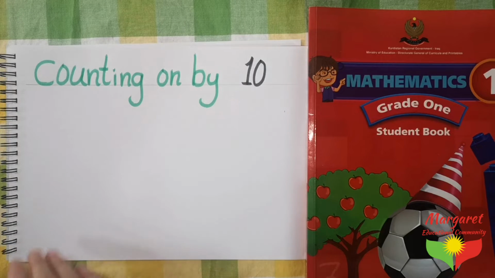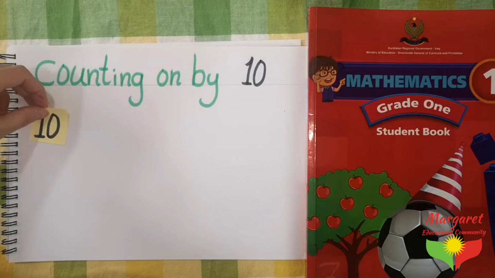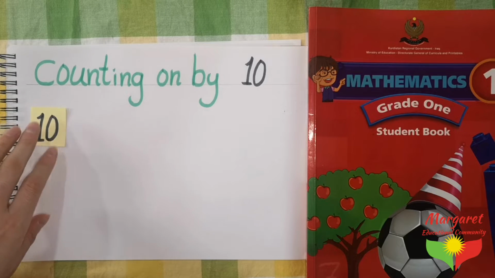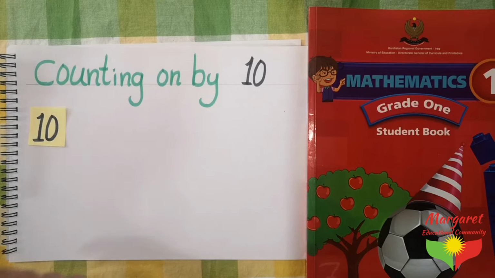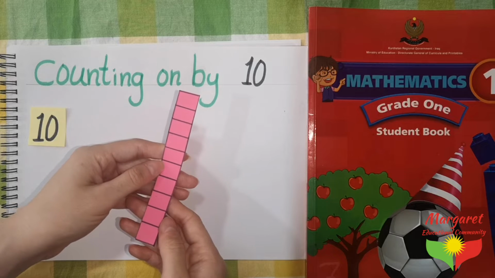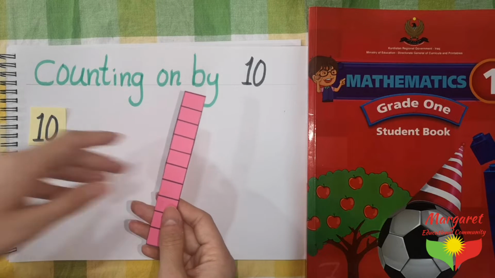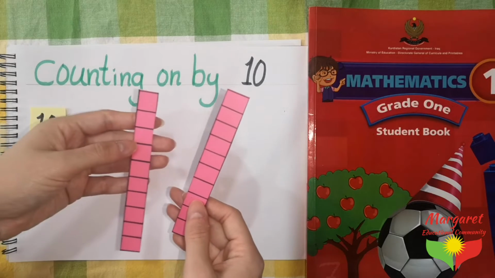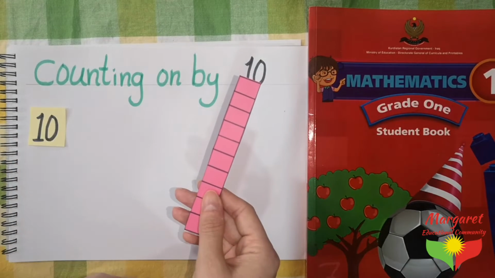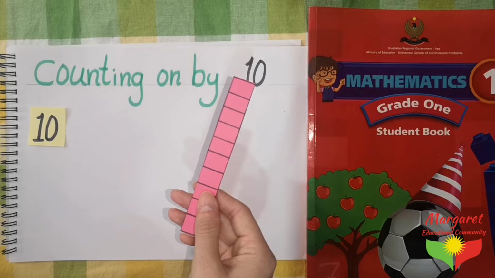Counting on by 10. Yes, first we have 10. Did you remember this model? So, good job. It's called tens place. So 1 ten is equal to 10 ones.